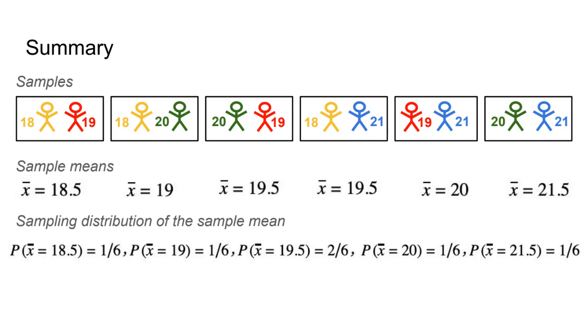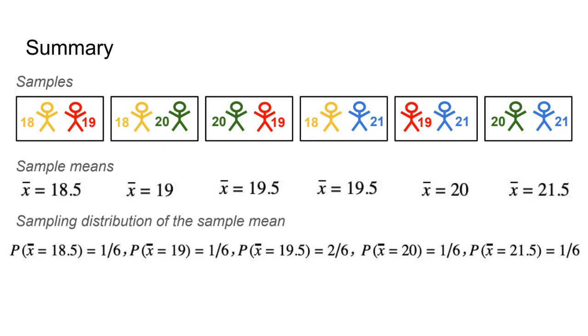Drawing a sample with a sample mean of 18.5, the probability is 1 in 6. Drawing a sample with a sample mean of 19 is also 1 in 6. But since there are two samples that have a sample mean of 19.5, the probability to draw a sample with a sample mean of 19.5 is slightly bigger. It's 2 over 6, and so on, right? So the sampling distribution of the sample mean simply gives you the probabilities to end up with a sample with a particular mean.